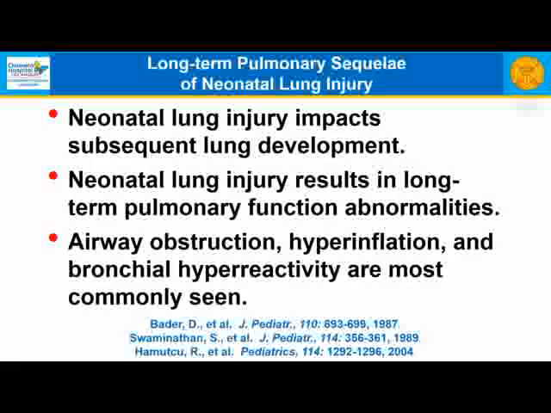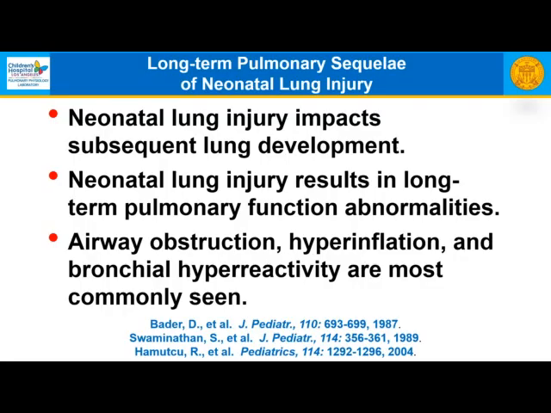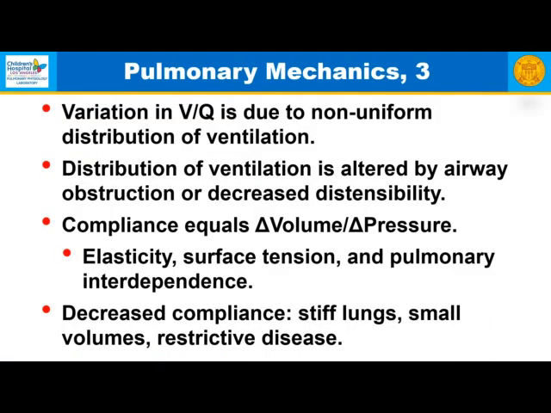Neonatal lung injury impacts subsequent lung development. Neonatal lung injury results in long-term pulmonary function abnormalities, primarily airway obstruction, hyperinflation, and bronchial hyperactivity were the most commonly seen. Variation in VQ is due to non-uniform distribution of ventilation. Distribution of ventilation is altered by airway obstruction or decreased compliance. Compliance equals change in volume over change in pressure. Elasticity, surface tension, and pulmonary interdependence are the main features, and decreased compliance is stiff lungs, small volumes, and restrictive disease.